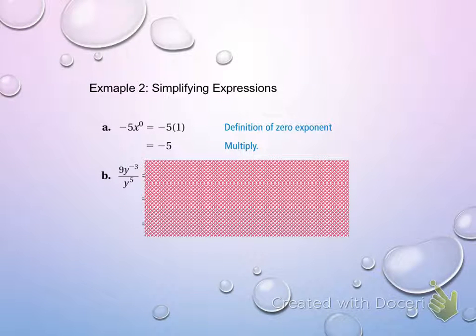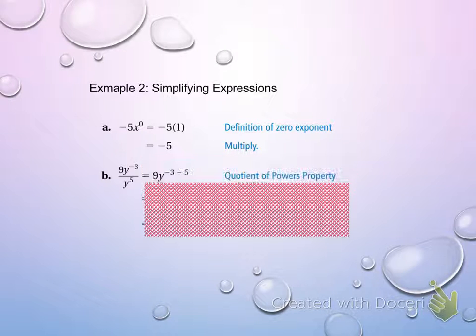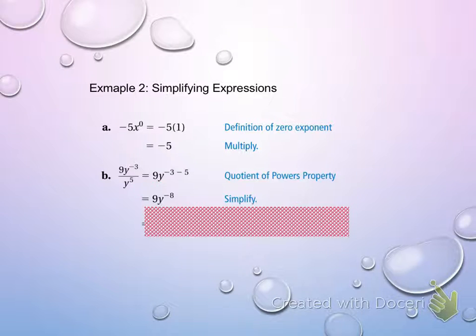Now we get a little more complicated, where we have a 9 in the numerator, and then y to the negative third over y to the fifth. Now, with that negative exponent, your base is just the y, not the 9 too. So to do that, we're going to look at the quotient of powers property. So you've got 9y to the negative 3 minus 5. Well, negative 3 minus 5 is going to give you negative 8. So you got 9y to the negative 8.